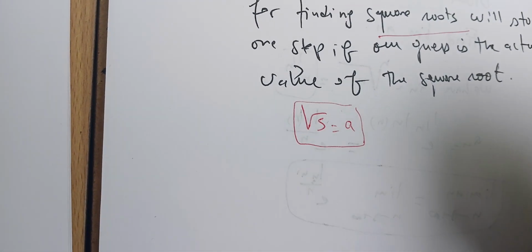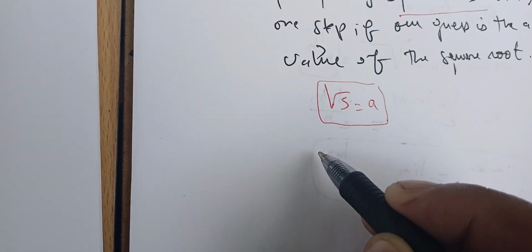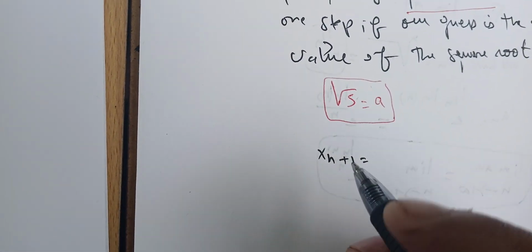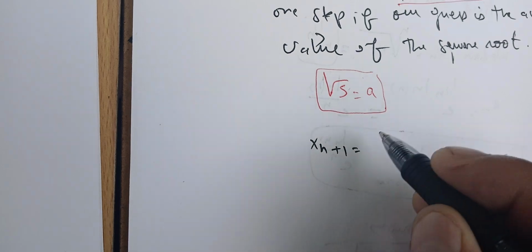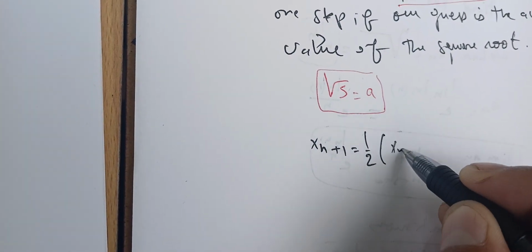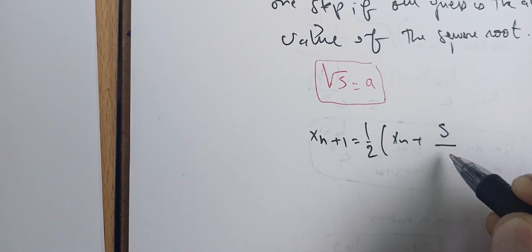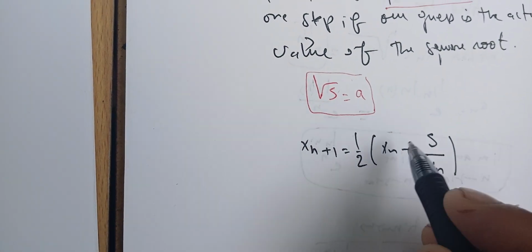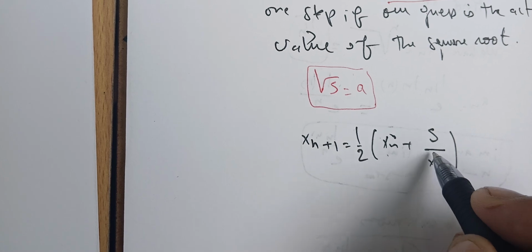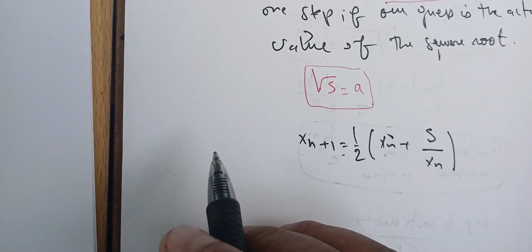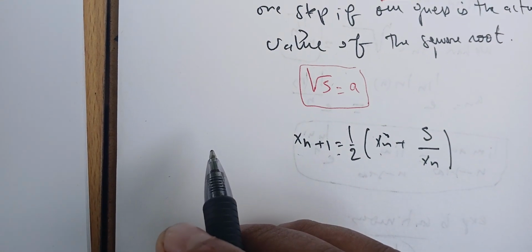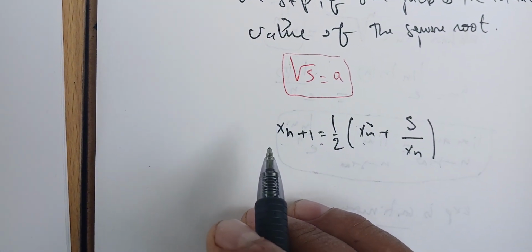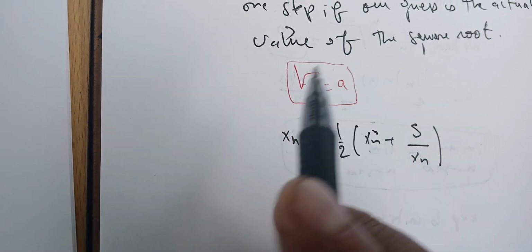Okay, so basically what we can do is that the approximate value after n plus 1 steps is going to be the average of the previous value, xn, plus s over xn. Okay, so this is the previous approximation, and this is the new one. This method can help us find the square root of s.